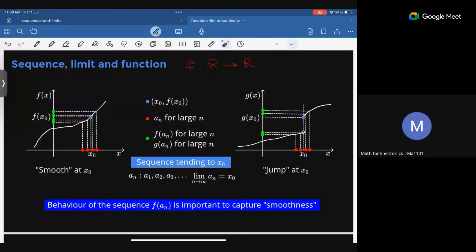Any difficulty in understanding this? Sir? Yes. Sir, I can't understand, sir. So can you repeat, please? Okay.